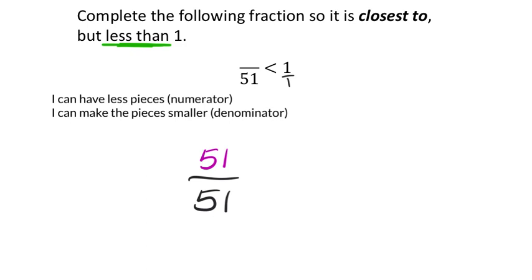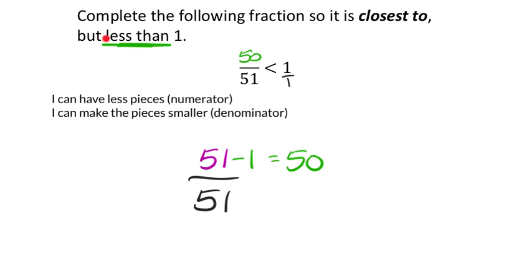Now, I'm dealing with the numerator because the 51 is going to stay. Since I need to make this just a little bit less than 1, I need to make there less pieces. So I'm going to take the 51, subtract 1, which would be 50. That would be my new numerator, 50. So this value right here, I don't know what the decimal is, I don't care. It's just that this value is very close to the 1 that we started with, but also less than 1. Bam, that's it.